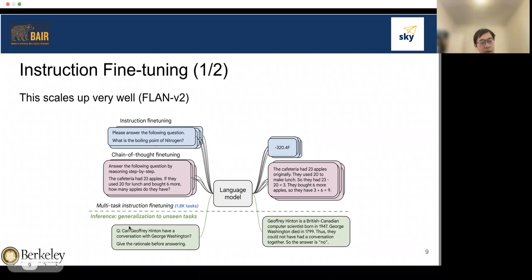For example, the figure they use in the paper has a new question: can Geoff Hinton have a conversation with George Washington? Give the rationale before answering. And then the model answers: Geoff Hinton is a British Canadian computer scientist, but he was born in 1947 and George Washington died in 1799. So they cannot have a conversation together, and the answer is no. They show that by massive training on the 1,800 different tasks, the model can also generalize to new types of tasks with just zero-shot capability.